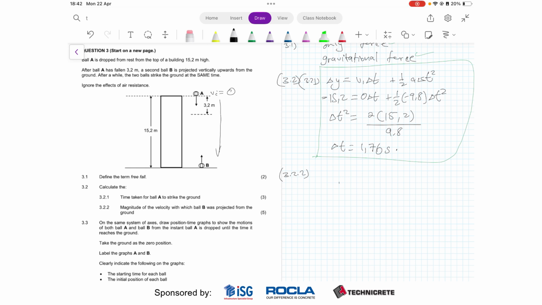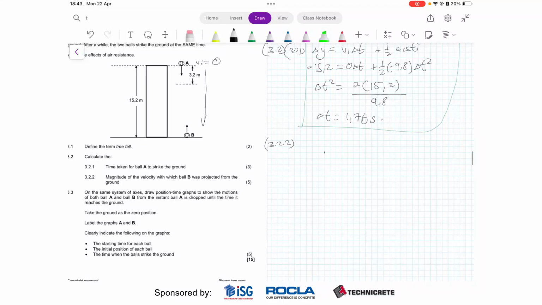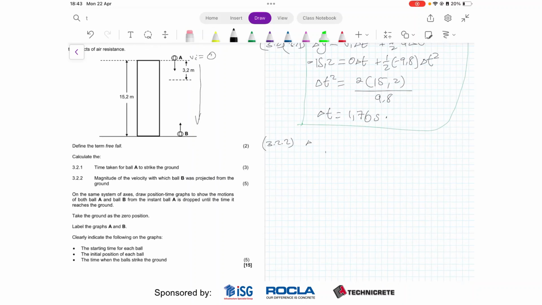and finally find the initial velocity with which ball B was projected up by using the fact that when it reaches maximum height, ball B will have velocity 0. Okay, now let's just go through it so that you can see what I am talking about. The first thing we do is try to find the amount of time it takes for ball A to fall 3.2 meters. So it's going to be delta y is equal to v initial delta t plus 1 over 2a delta t squared.